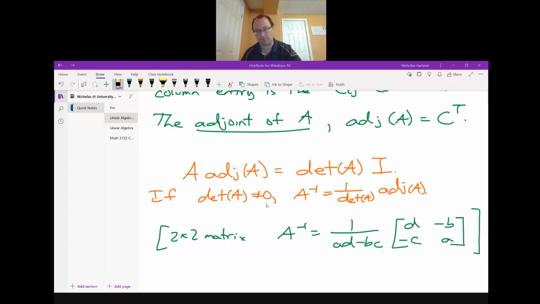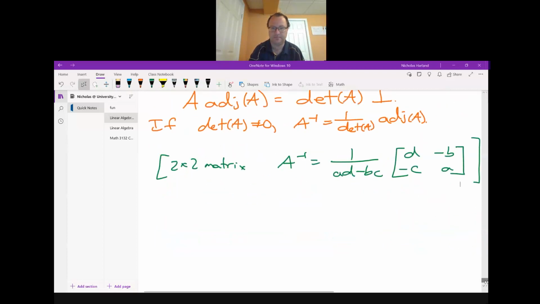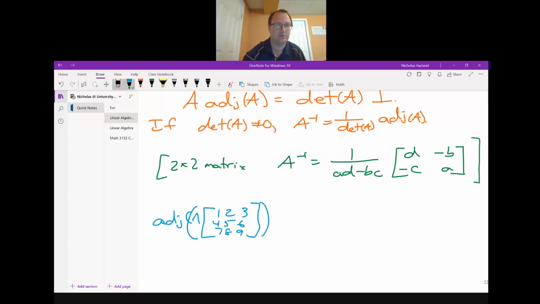So again, in class, we'll probably do a bunch of examples of finding this adjoint matrix. You find your cofactors, you find their transpose, and you go with it from there. For example, the adjoint of 1, 2, 3, 4, 5, 6, 7, 8, 9. That's not an invertible matrix, so we're just computing the adjoint, not the inverse from it. That would be the matrix.